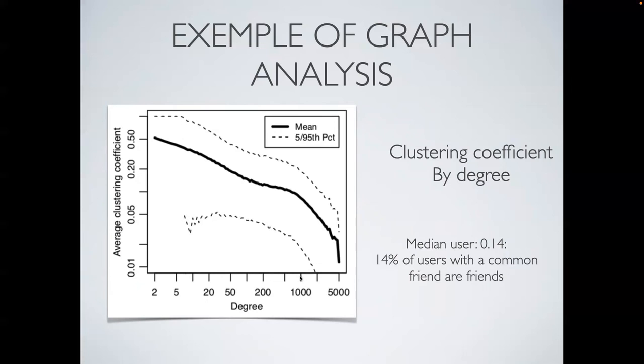While people who are very popular, that have around 1,000 friends, probably make friends with a little bit everyone. So you will have one person from one group, another person from another group, and so on and so forth. So obviously your clustering coefficient, the number of triangles in your neighborhood, is decreasing. This tells you something about how the network is organized. This means that on average, 14% of users with a common friend are friends. And this is much larger than in a random network.